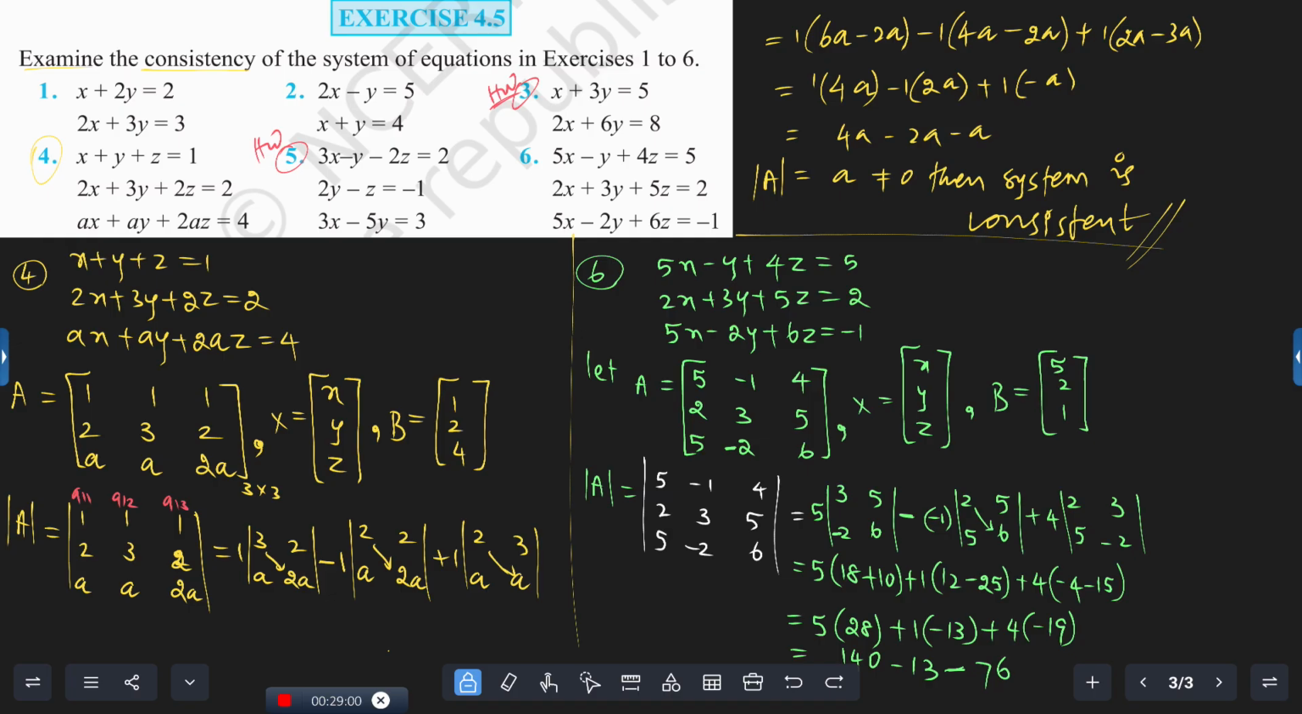What I am getting finally here I will do. So 140 minus 76. If you subtract, after borrow the 1, it will be 5. 51. 51 not equal to 0. Not equal to 0, then the system is consistent.